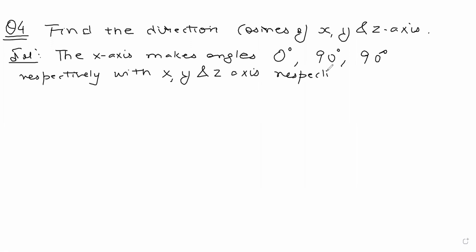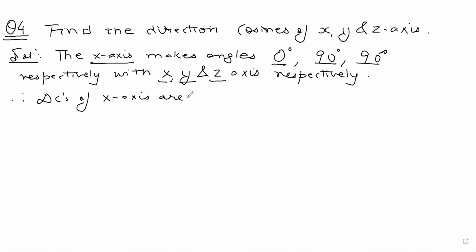All of us know this. Okay, we know that x-axis will make an angle of 0 degrees with itself. It will make an angle of 90 degrees with the y-axis, 90 degrees with the z-axis. So what will be the direction cosines? Direction cosines of the x-axis are cos 0, cos 90, cos 90, which is nothing but 1, 0, 0. So these are the direction cosines of the x-axis.